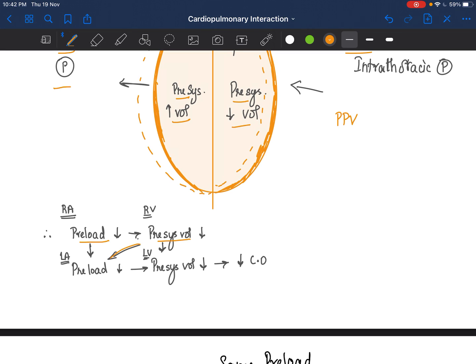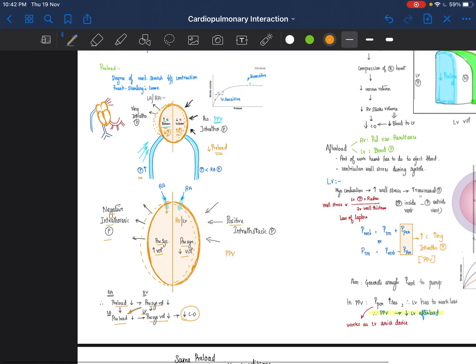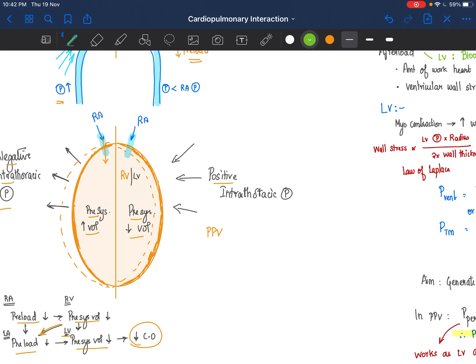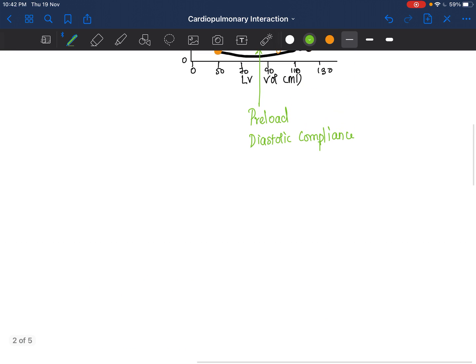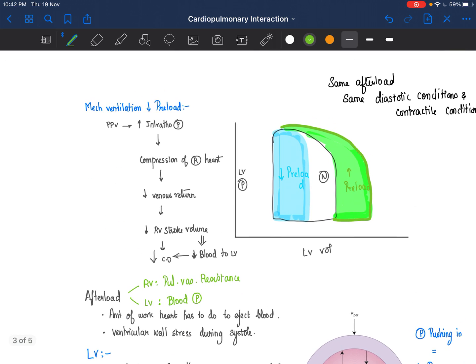So, this is going to go back to your left atrium as decreased preload and decreased pre-systolic volume in the left ventricle, and ultimately you end up having a decreased cardiac output. Okay. So, mechanical ventilation or positive pressure ventilation on your right hand side results in decreased preload. Preload reduces with mechanical ventilation. So, let us put it that way. Okay, the difference between left or right does not matter, but ultimately it reduces.